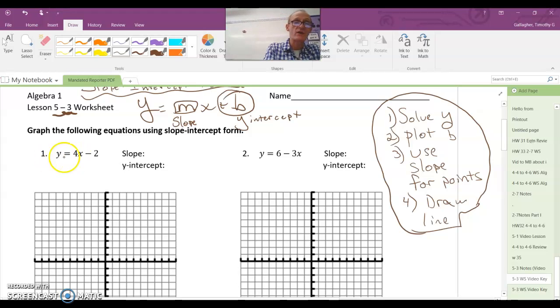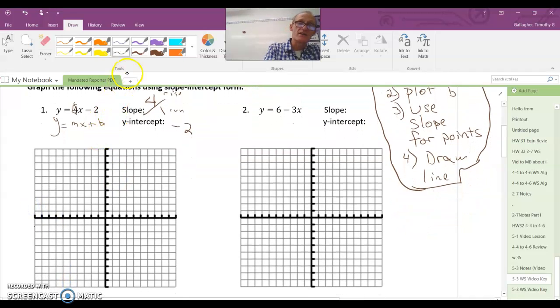Number 1, y equals 4x minus 2. The slope is 4. Now, I'll put a 1 because slope is rise over run, and you need that 1 there in the bottom to get the run. The y-intercept is -2. So solve y, plot b. Well, that's the y-intercept because it's y equals the slope times x plus the y-intercept.